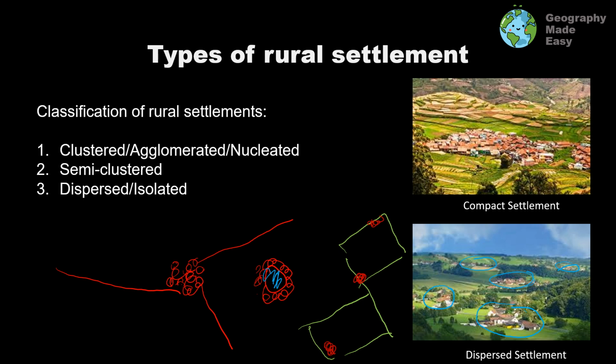Usually we see this kind of settlements in the developed nations, where large land is owned by the farmers. Also we see this kind of settlements mostly where the terrain is not smooth. So the terrain is rugged, so we see fewer settlements located far away from each other, but most commonly seen are clustered settlements and semi-clustered settlements.